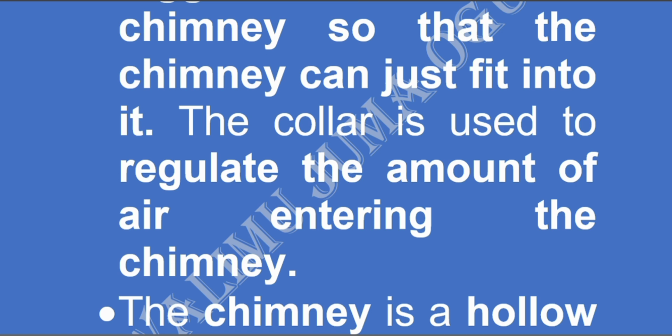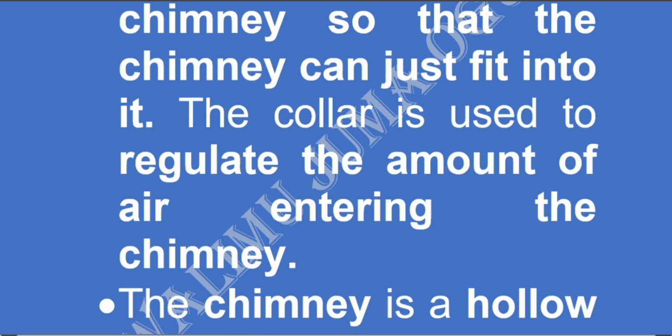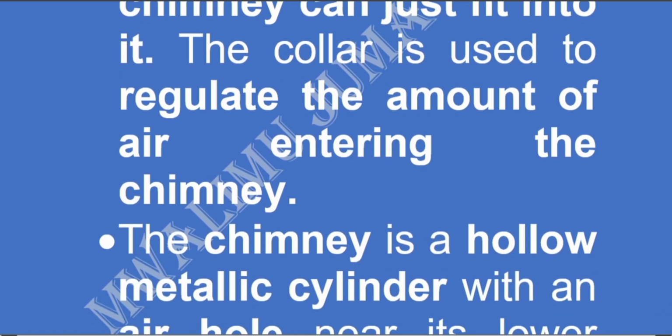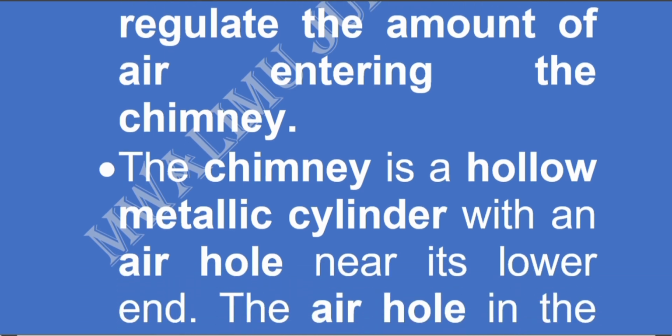It's just a ring. The collar is just a ring. This ring is the one connecting the base and the chimney that has an air hole. It regulates the amount of air. The chimney is a hollow metallic cylinder with an air hole near its lower end.